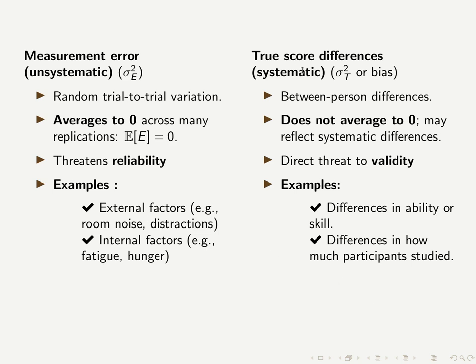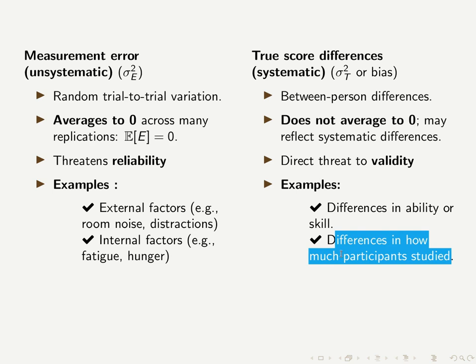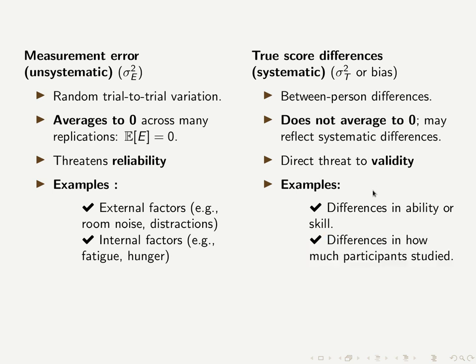And when we talk about systematic differences, some of them are meaningful. Some participants might have meaningful differences in ability or skill that make them better at the task, more likely to get higher scores, or lower scores if it's the opposite. It might also reflect differences in how much participants studied, but it becomes a problem when it's not something related to what we want to study.